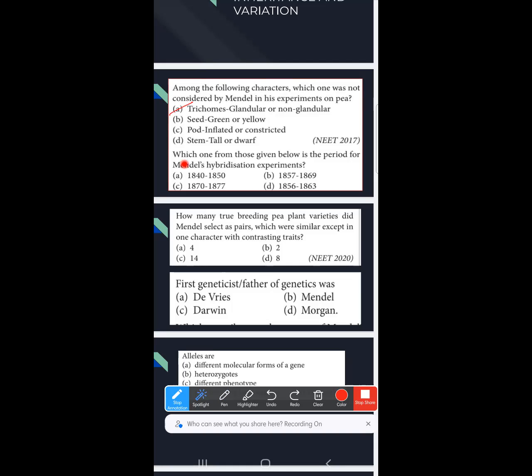Second question: which one from those given below is the period for Mendel's hybridization experiment? We have to memorize this value, this year, or it is 1856 to 1863.